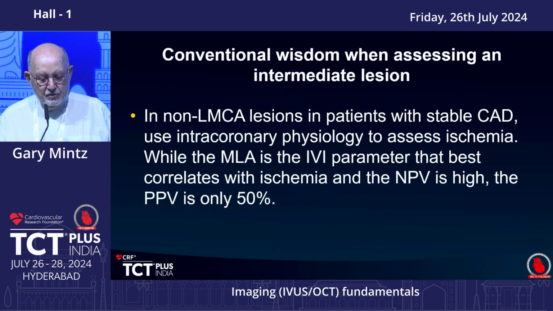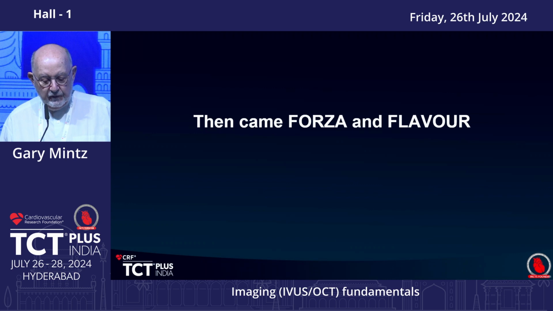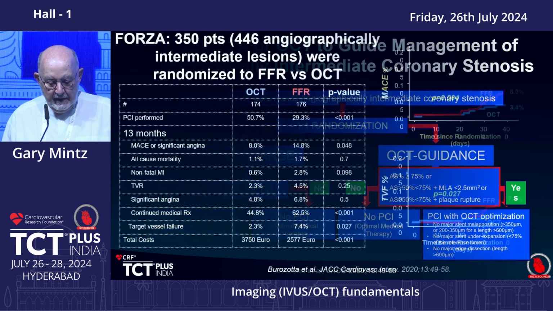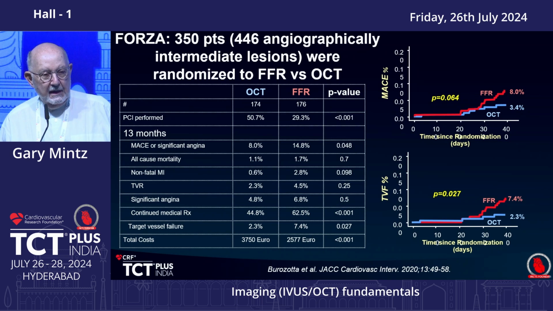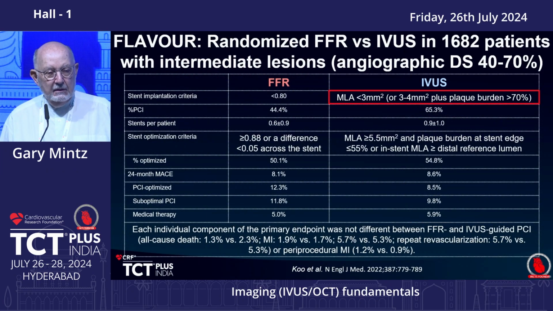When assessing an intermediate lesion that's in a non-left main location, the conventional wisdom is that you should use physiology. However, then came FORZA and FLAVOR. FORZA came first, compared FFR versus OCT in assessing intermediate lesions and guiding stent implantation, and the outcome, if anything, was better in the OCT group. FLAVOR was a similar study randomized to FFR versus IVUS with specific criteria.